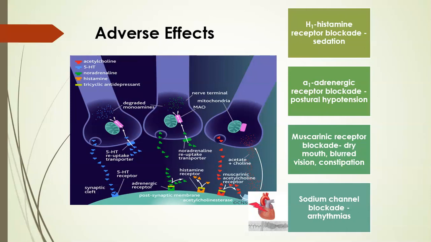And some of the adverse effects are really because of the non-specific effects, like I mentioned, on the adrenergic, histamine, and also muscarinic acetylcholine receptors. Right? So action on H1 histamine receptor causes sedation. Alpha-1 adrenergic receptor blockade causes postural hypotension. And muscarinic receptor blockade causes dry mouth, blurred vision, constipation, and this would be important to you, right?